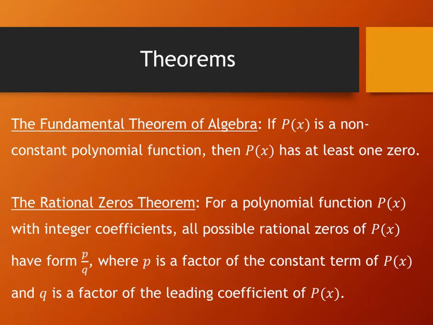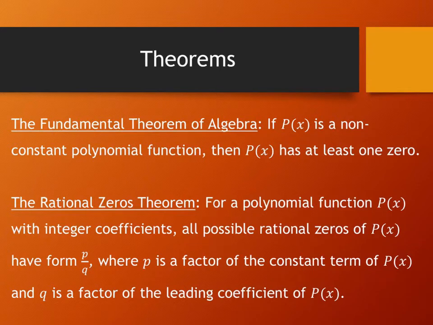The rational zeros theorem, which is very long to write out, let me read it to you though. It says for a polynomial function p of x with integer coefficients, which is what we deal with mostly, all possible rational zeros of p of x have the form p over q, where p is a factor of the constant term of p of x, and q is a factor of the leading coefficient of p of x. So I'm going to pause and just let you write those out, for those of you who are writing all the details down because you don't have a printer right now, and make sure you have that chance to have that down.